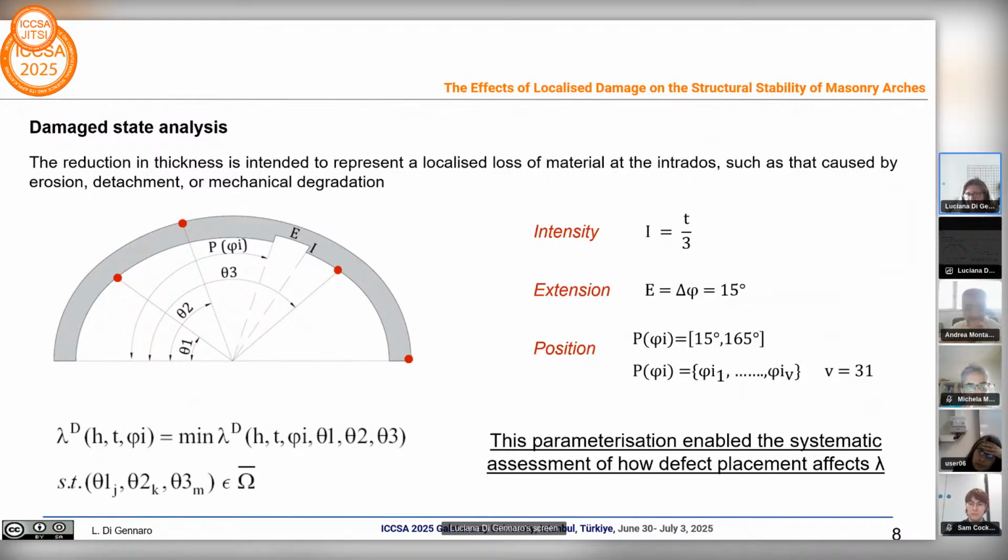The position varies along the whole intrados of the arch, and the variation of the position was computed through the parameter phi with I, that varies in a discrete array of 31 elements, equally spaced by 5 degrees. So this parameterization enabled the systematic assessment of how defect placement affects the collapse multiplier lambda.